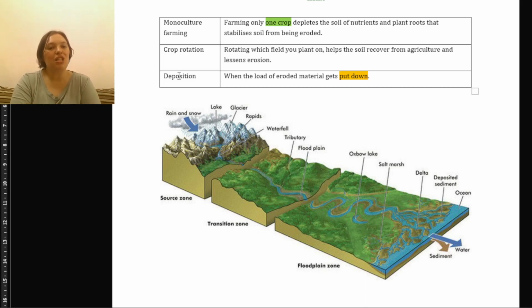And then deposition is basically the opposite of erosion, where the load of eroded material gets put down. So weathering: rocks break. Erosion: the pieces get taken away. Deposition: the pieces get put down, which builds up something new. Right, so that's that section.